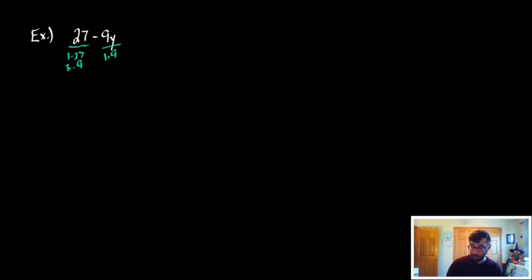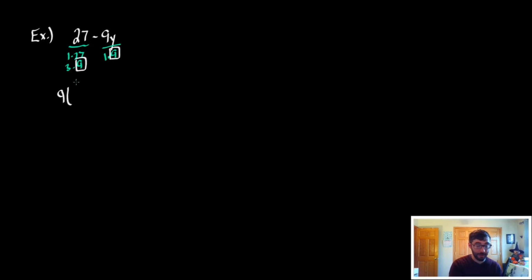Well, notice they do have a common factor of 9. Both of these are divisible by 9. So 9 is a factor of each of these, and it's the greatest common factor. So I'm going to factor out the 9, okay? Now I divide each of these terms by that 9.